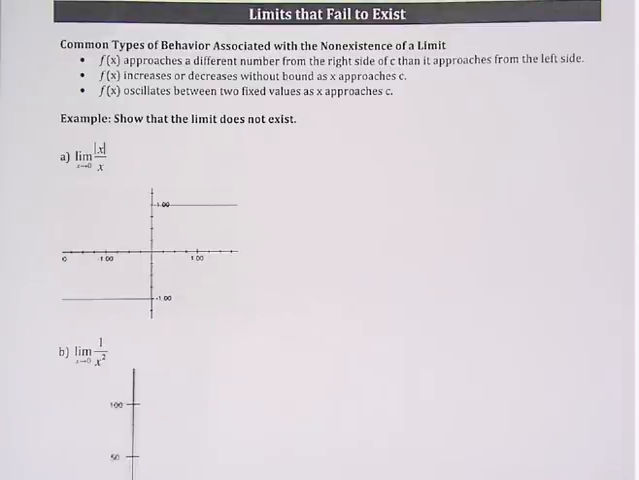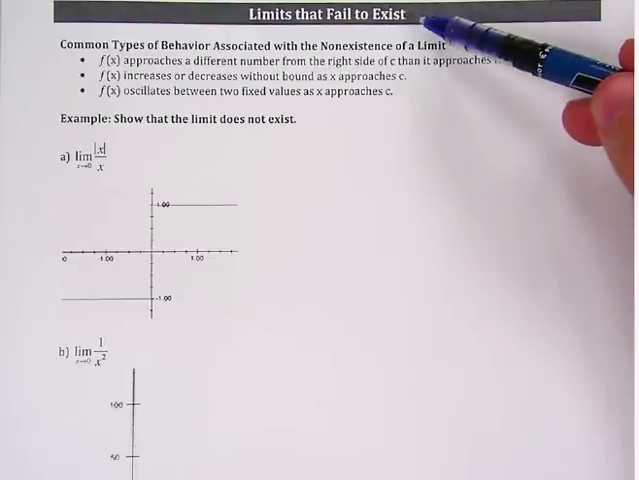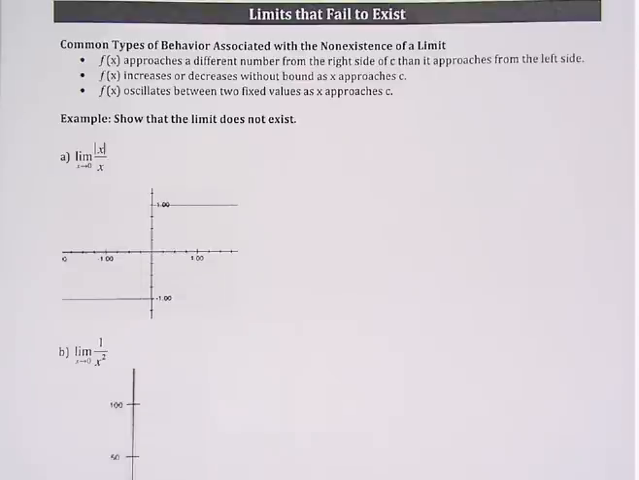So if the existence or non-existence of f of x at x equals c has no bearing on the existence of the limit of f of x as x approaches c, what does create a non-existence of a limit? And that's what we're going to talk about in this section, is limits that fail to exist. So there are 3 common types of behavior associated with the non-existence of a limit.